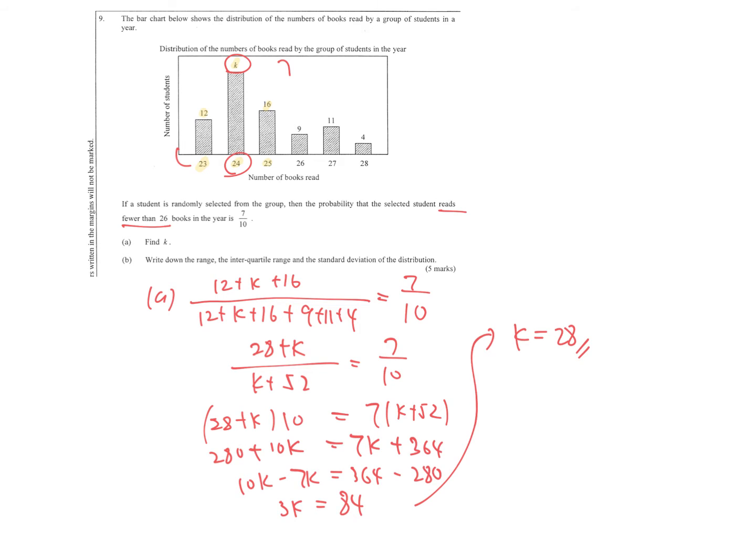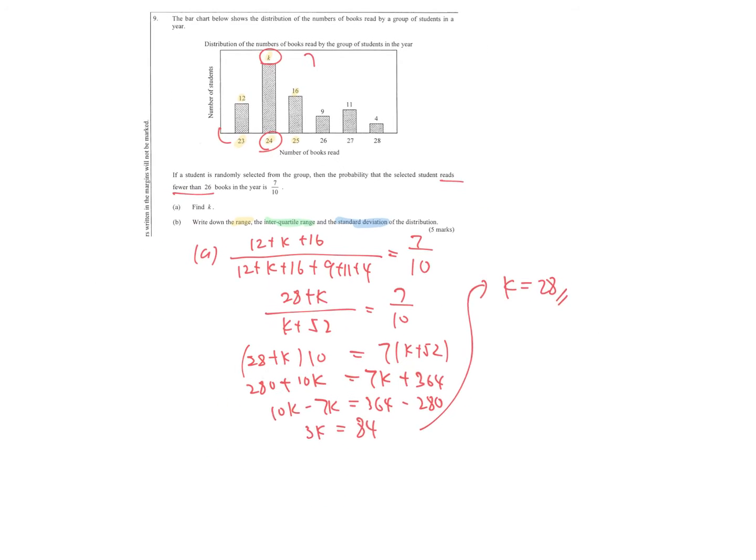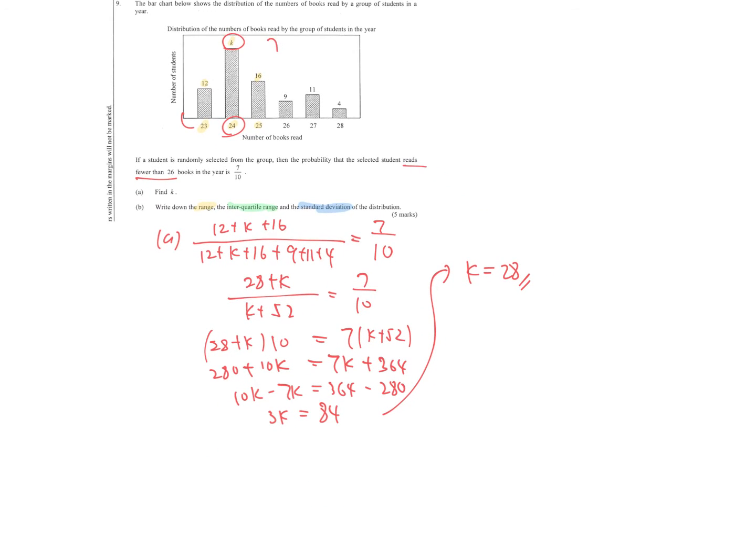Alright. Okay, so part A is a question about probability, but the second part, part B, is about statistics, because we are going to find the range, the interquartile range, and then the standard deviation of the distribution. That means we have to answer 3 questions. Okay, so here I would like to do it one by one.